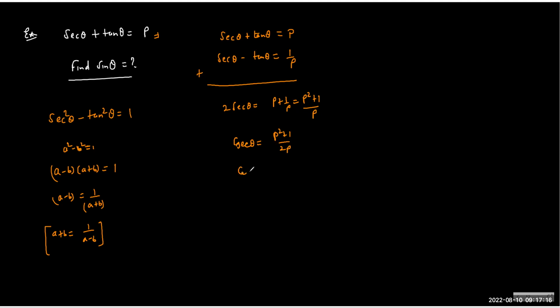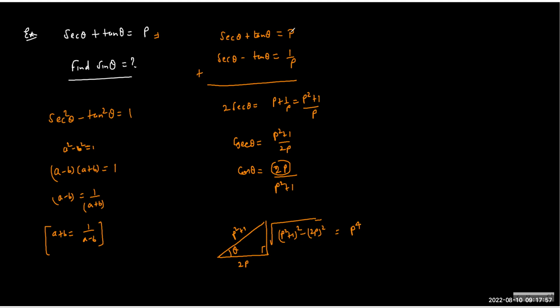So I can invert it. So cos theta is how much? It's the inverse of this: 2p upon p square plus 1. And because we know cos theta, we can quickly draw the triangle. We can call one angle theta. What is cos theta? The base upon hypotenuse, right? So what is the missing part? Under root of? Correct? Yes or no? So this is p power 4.